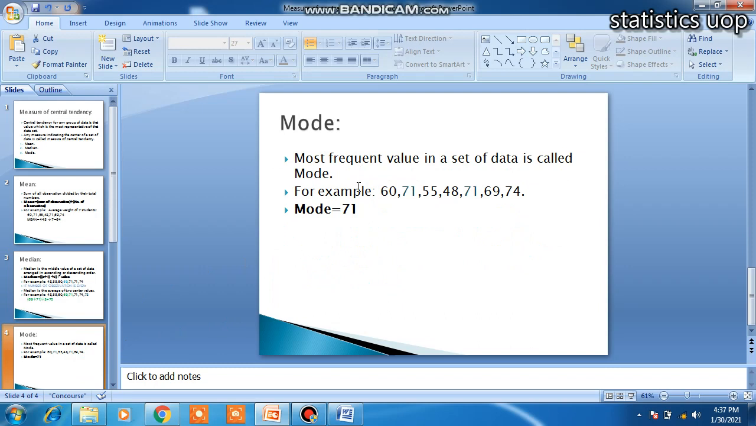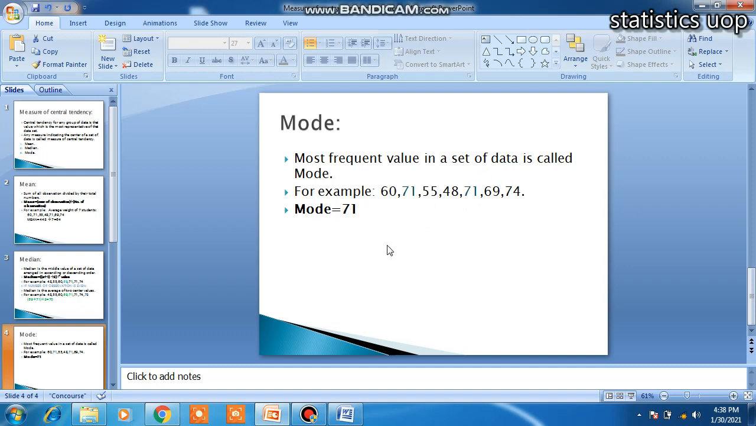Okay, now what is mode? Mode can be defined as the most frequent value in a set of data. Like for example, in this data set, what is the most frequently occurring value? That is 71. 71 occurs 2 times. So 71 is our mode.